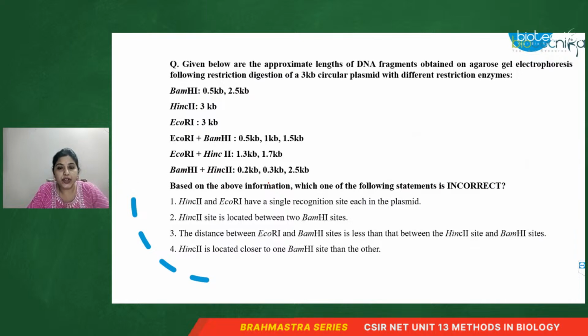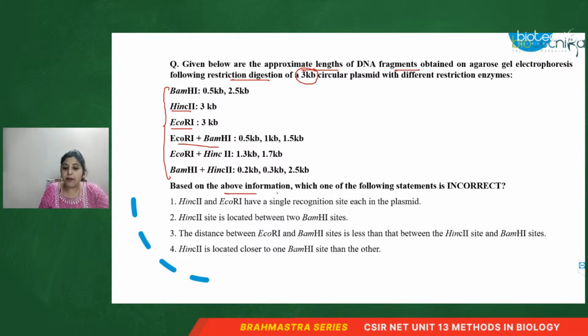So here's a question on your screen. The question is based on molecular cloning. Given below are approximate lengths of DNA fragments obtained on agarose gel electrophoresis following restriction digestion of a 3 kb circular plasmid with different restriction enzymes. As you can see here, using BamHI, using HincII, using EcoRI, and even on performing double digestion, we are getting different numbers of fragments and also different size fragments.